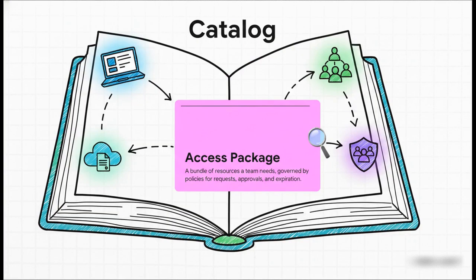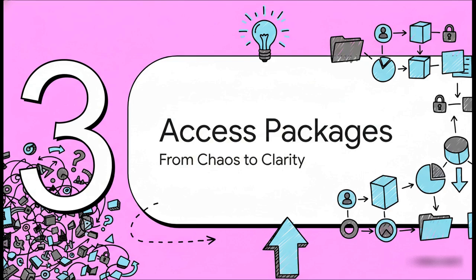Now, inside those catalogs, you have what are called access packages. And if the catalog is the where, the access package is the what. It's basically a bundle of everything a person needs for a certain role or project. We're talking access to apps, SharePoint sites, security groups, all of it prepackaged and ready to go. All right, so we've got catalogs and access packages. With those two ideas in our back pocket, let's see how they actually work together to turn all that chaos into something clean and manageable.